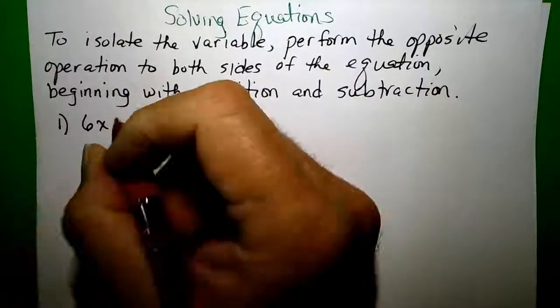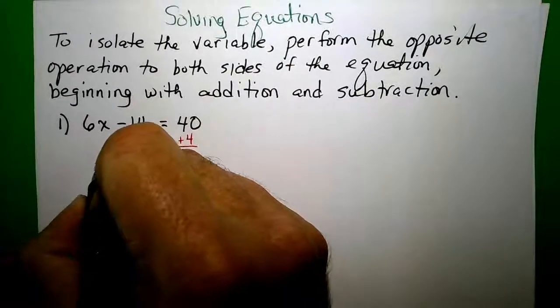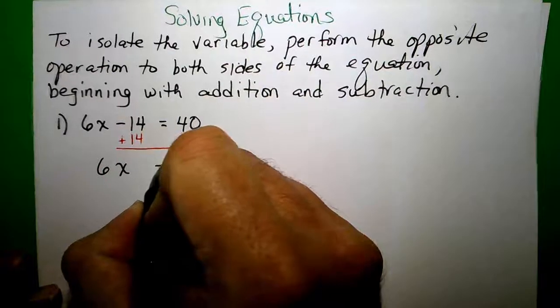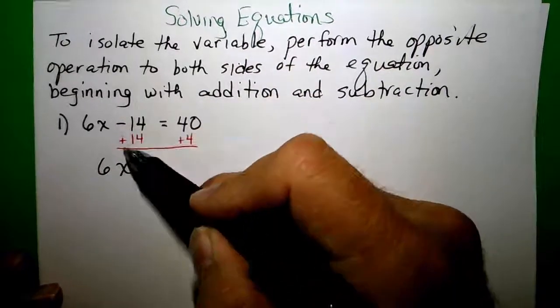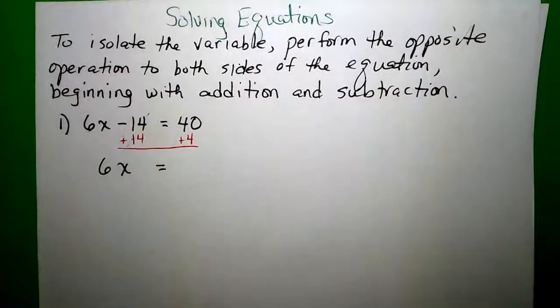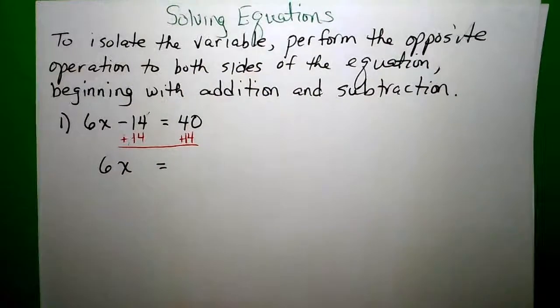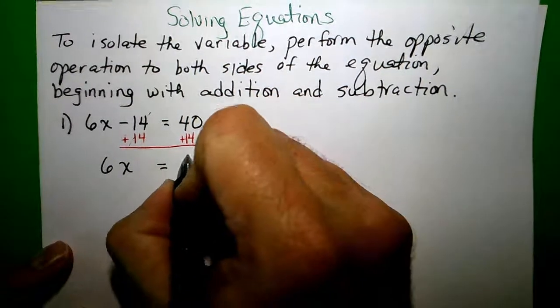And when you do that, on the left you just have the 6x. And look at what happens here with the 14. Negative 14 plus 14 is gone. Oh, and look at that, I put plus 4 when I mean plus 14. 40 plus 14 is 54.